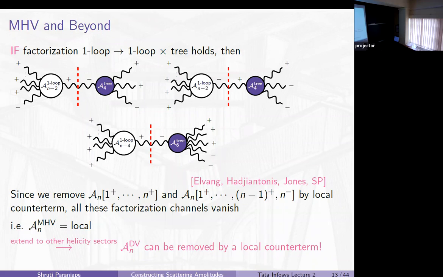Okay. So, yeah, can you say that it is? I was just saying that beyond this helicity sector, so MHV and beyond, as long as the analytic structure is the following, that if you have a pole, it looks like a one loop times a tree. If that structure continues for the other helicity configurations, then you can see that this is for MHV. These are the types of poles you get, and so you can always remove it.